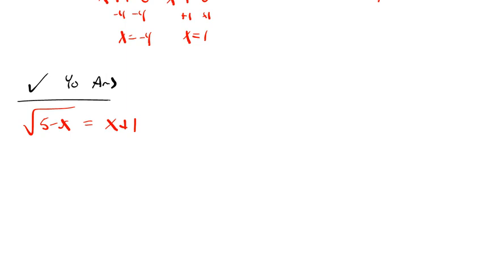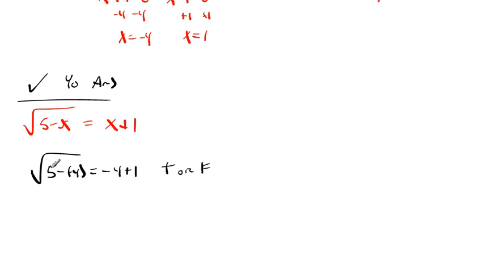All right, we want to check both answers. Maybe both are correct. Maybe both are incorrect. Maybe one's correct, maybe one's wrong. Who knows? All right, so let's check -4. So let's see if this is true or not. Is the square root of 5 minus, now watch this now, -4, because -4 is the x. So 5 minus -4, is that equal to -4 plus 1? So is that true or is that false?